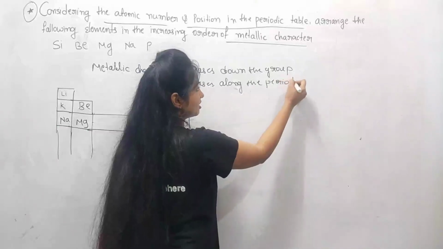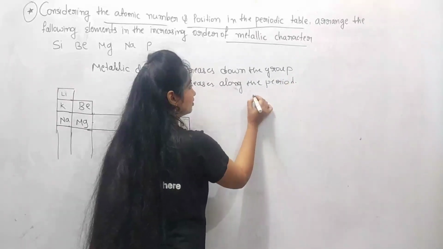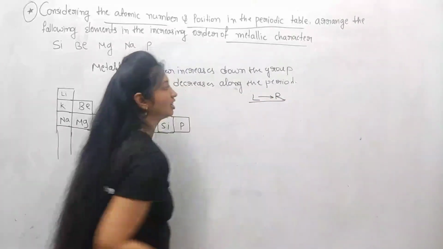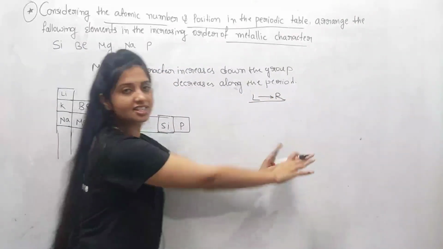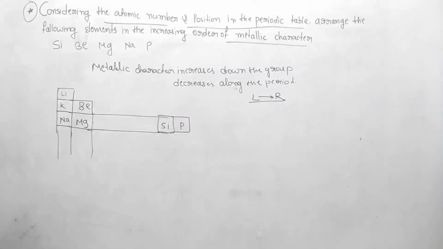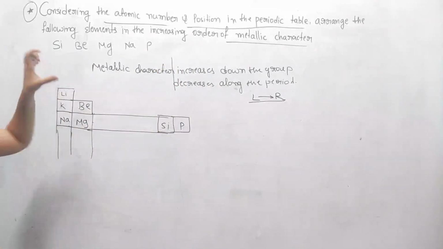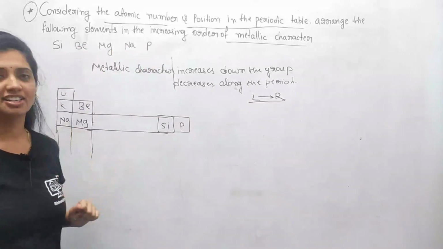Along the period means we move from left to right, to this side of the periodic table. Just observe these two points and arrange these elements, guys.